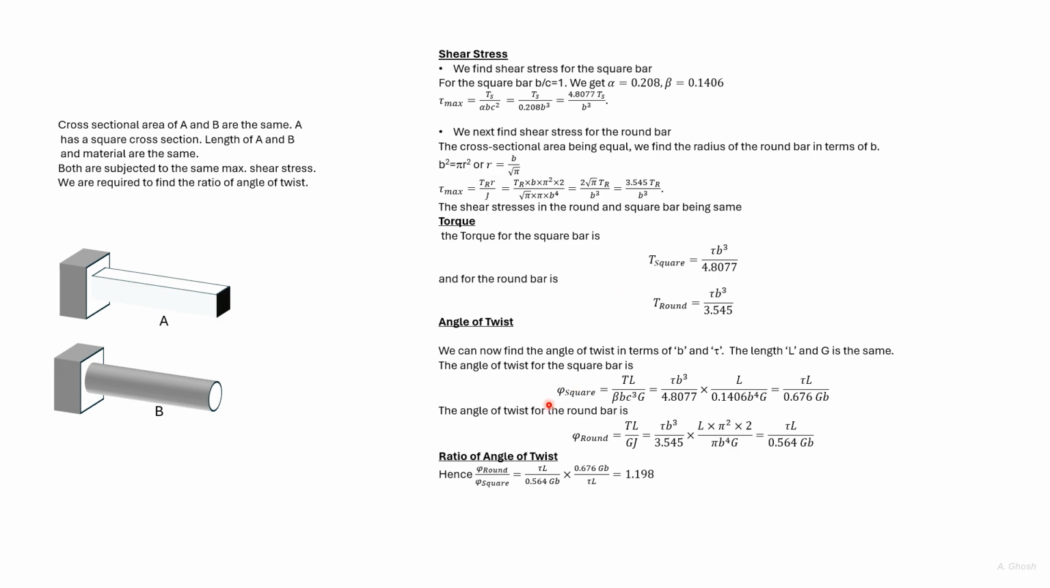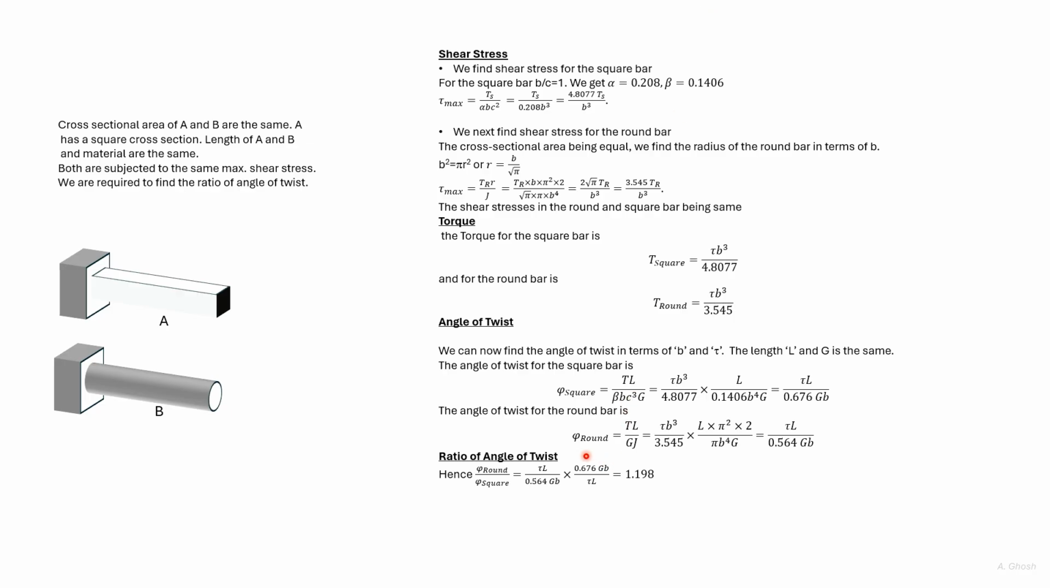Now for the square bar, phi is given by this expression. Now T for the square section we have found in terms of tau and b, so we can replace that. C here is equal to b, and beta for the square section we have found. So replacing all that, we get the angle of twist as tau L divided by 0.676 G b.